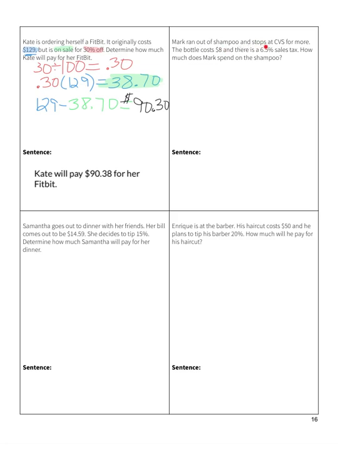Mark ran out of shampoo and stops at CVS for more. The bottle costs $8, and there is a 6.5% sales tax. How much does Mark spend on the shampoo? My first thing is to highlight the key information. There's a 6.5% sales tax. The bottle originally cost $8, and now we need to find our keyword to let us know whether we will add or subtract. Here it is. We have a sales tax. When something has a tax, you're adding on more cost. So sales tax will be an increase. So that means we will have to add.